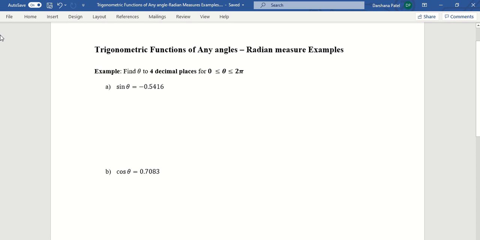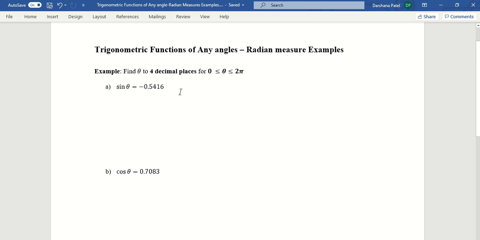Trigonometric functions of any angles, radian measures examples. So previously we saw how to solve for any trigonometric functions of any angles in degree mode. Now we will see how to solve for any trigonometric functions, angles for any trigonometric functions in radian mode. So make sure our calculators are in radians mode. Okay. So let's look at the first one.